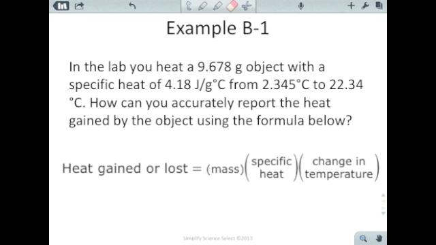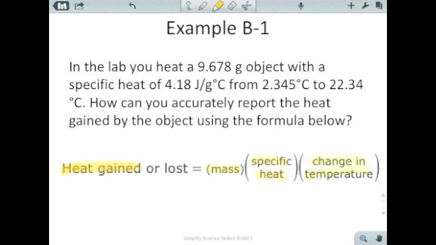Example B1, it says, in the lab you heat a 9.678 gram object with a specific heat of 4.18 joules per gram degrees Celsius from 2.345 to 22.34 degrees Celsius. How can you accurately report the heat gained by the object using the formula below? So when we're looking at this, it's a complex equation. We're going to use it a lot when we get into thermochemistry, but basically all we're looking for is the heat gained. And all we have to do is multiply the mass by the specific heat times the change in temperature.